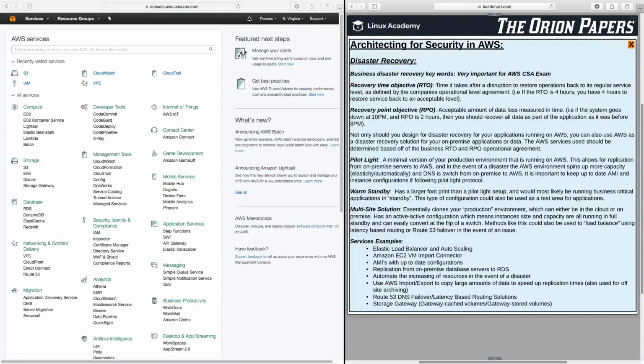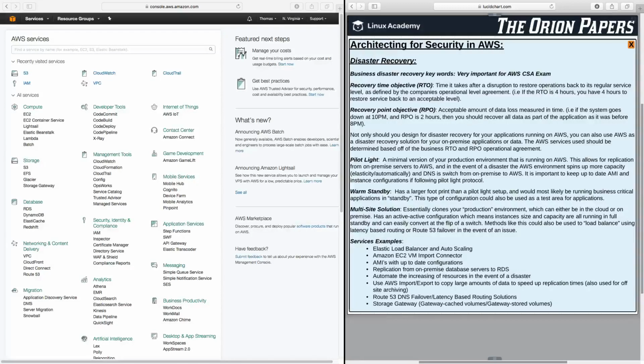So the first concept we want to talk about is recovery time objective, otherwise known as RTO. And this is the time it takes after a disruption to restore operations back to its regular service level as defined by the company's operational level agreement. So what exactly does that mean? Well, it means that if the RTO, or the recovery time objective, is set to 4 hours by the company's operational level agreement, then you have 4 hours to restore service back to an acceptable level.